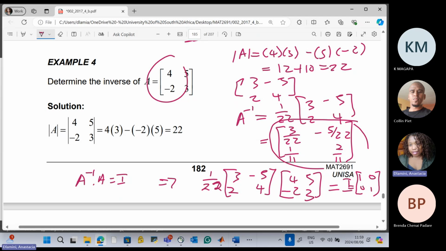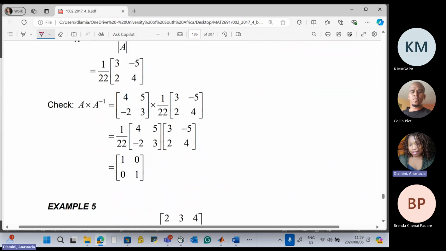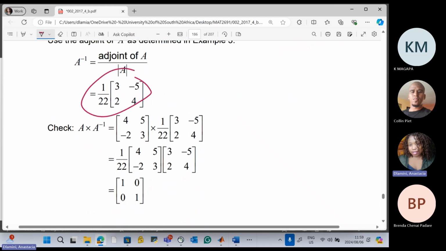Are we all together? Okay, yes, ma'am. And that's how they checked. So they found the inverse, which is this, and they found this one here.